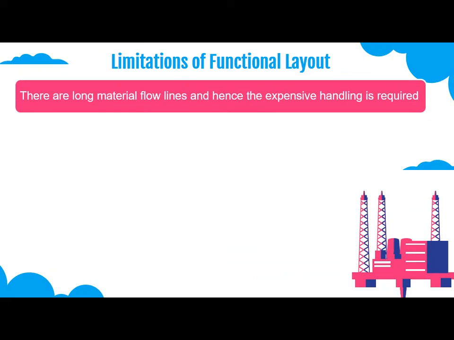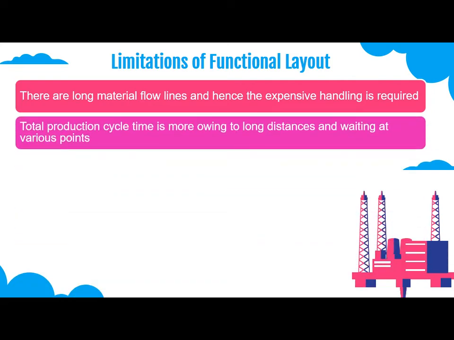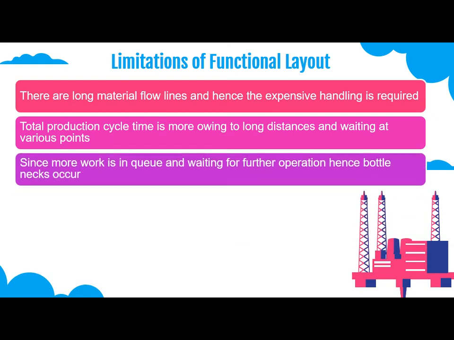Limitations of functional, that is, process layout. There are long material flow lines and hence expensive handling is required. Total production cycle time is more owing to long distances and waiting at various points. Also, a few bottlenecks can be produced, since more work is in queue and waiting for further operation, hence bottlenecks occur.